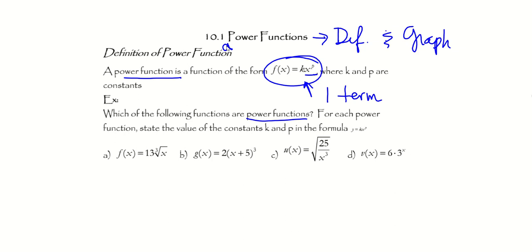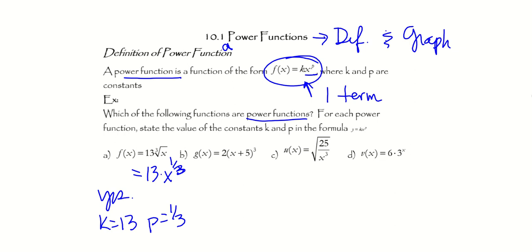We have f of x equals 13 times the cubed root of x, and we know we can rewrite that cubed root. So if I rewrite this, I can write this as 13 times x to the 1/3, right? Yes, that is a power function where k is 13 and p is 1/3. And let's look at the next one.